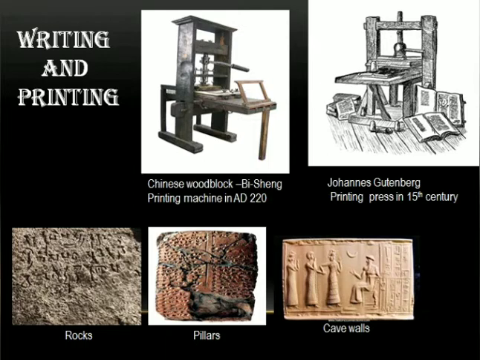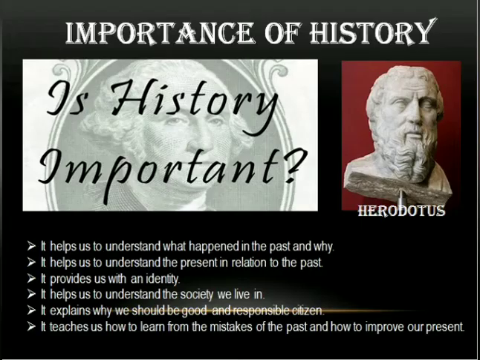Writing and printing. The early humans actually wrote on cave walls, rocks, pillars, stones, silk, metals, clay tablets, and wood. Later, they invented the printing machine. The Chinese made a woodblock printing machine in AD 220 by B. Schenck. Later, Johannes Gutenberg introduced the printing press in the 15th century, and the first book which was printed was the Bible.